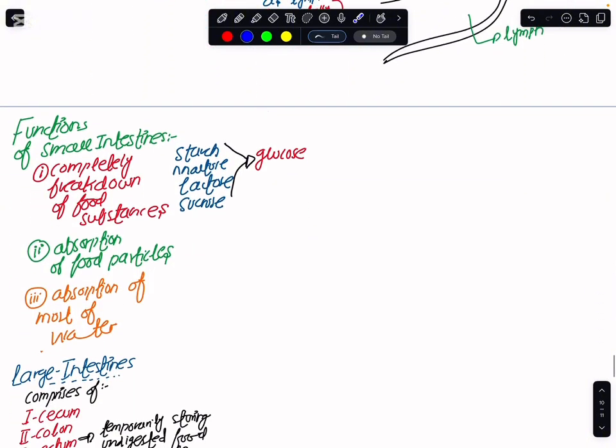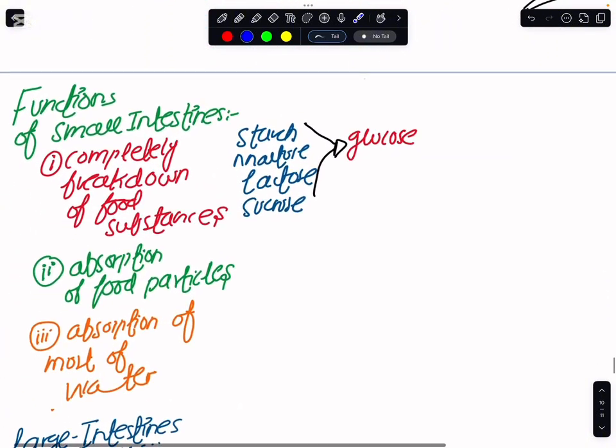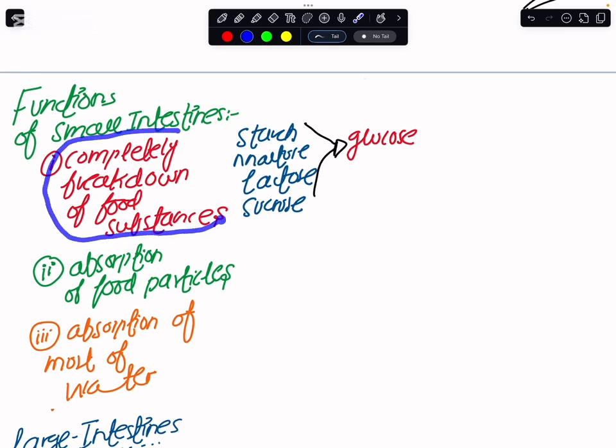Now, the scenario is what function the small intestine would be performing in the alimentary canal. In the mouth and in the stomach, the food is partially digested, but in the small intestine, the food that we have got would be completely broken down. Like if we are eating sugars, proteins, or fats, they would be broken down. The sugars would be broken down into glucose, the proteins into amino acids, and the fats into fatty acids and glycerol here in the small intestine.